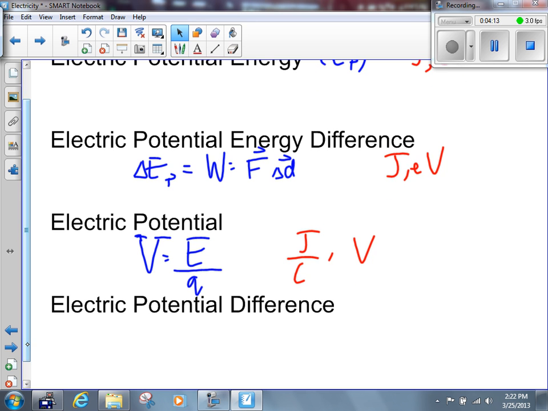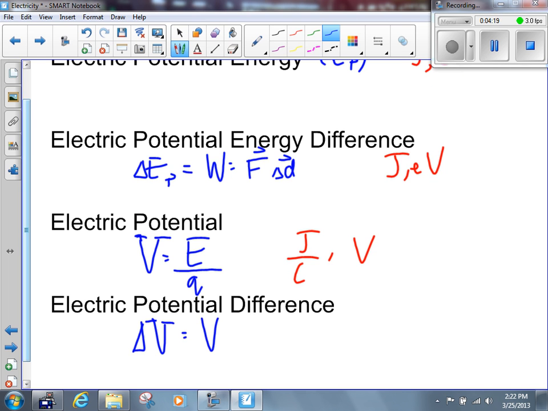Potential difference. Potential difference is going to be delta capital V. And you can find that by saying it's VF minus VI, the final potential minus the initial potential. But you could also say if potential is E over Q, the potential difference would be delta E over Q. So you can find it in 2 ways, VF minus VI or delta E over Q. The units for that would be joules per coulomb or volts.